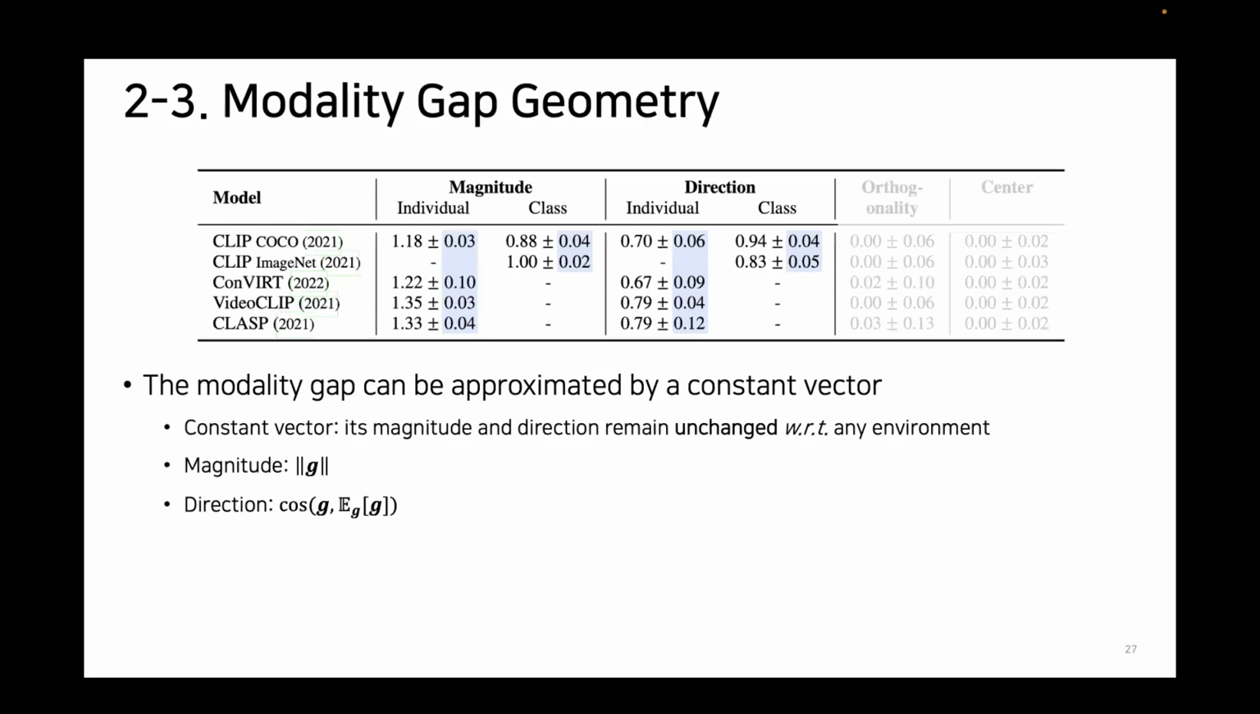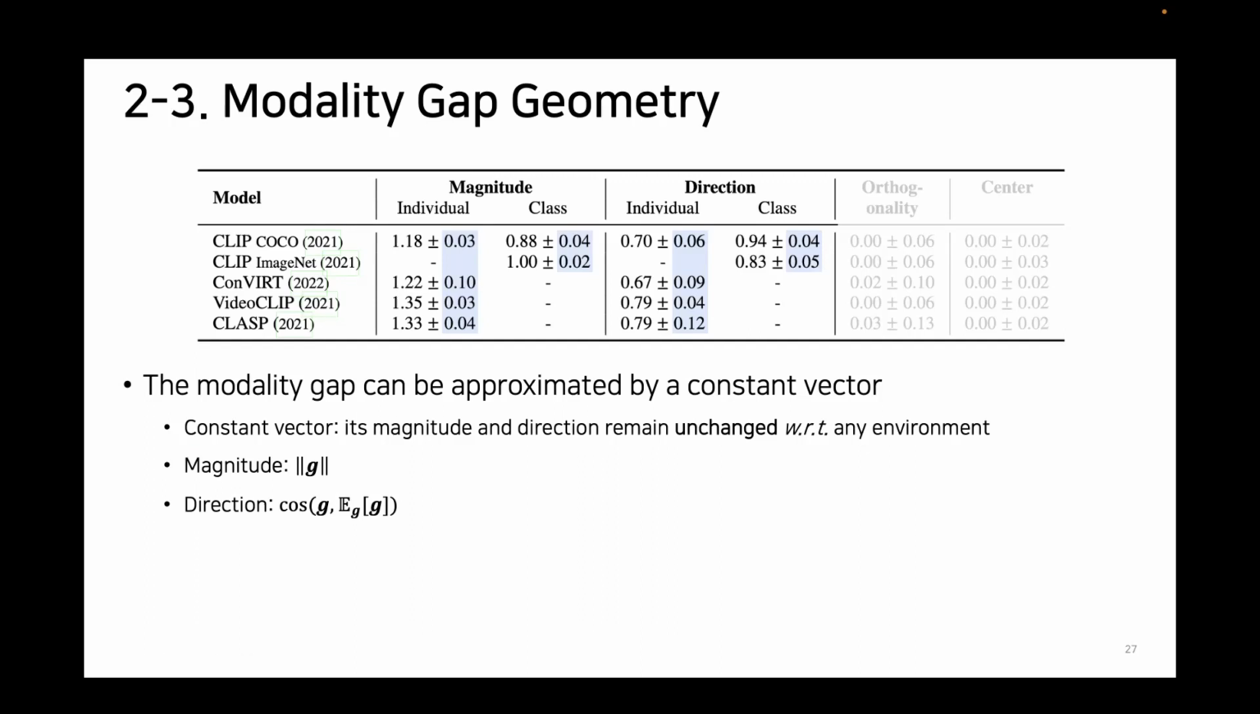So in the experimental results, the modality gap, based on these results, we can see that the modality gap can be approximated by a constant vector. Do you know about the constant vector? The constant vector is that its magnitude and direction remain unchanged regardless of the environment. So the variance of the magnitude and the direction is very small in these results.